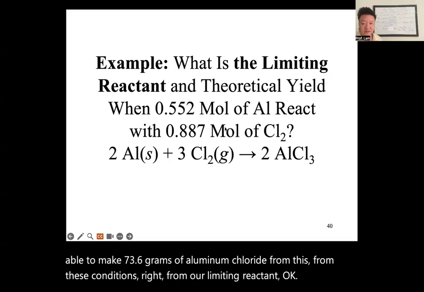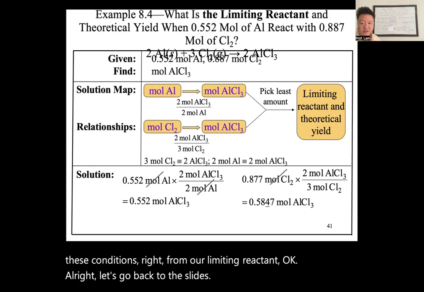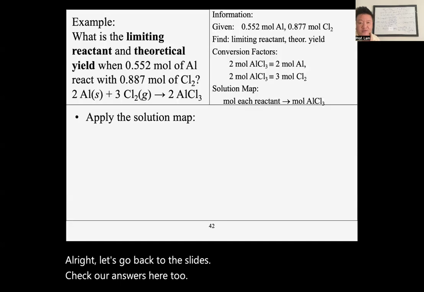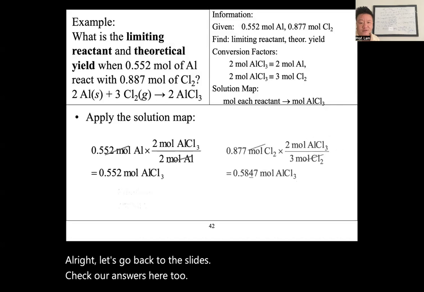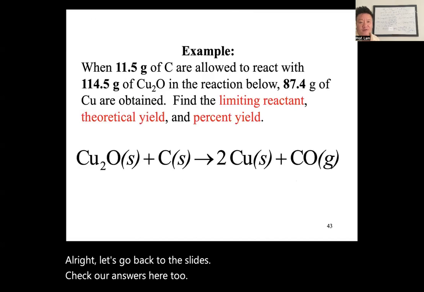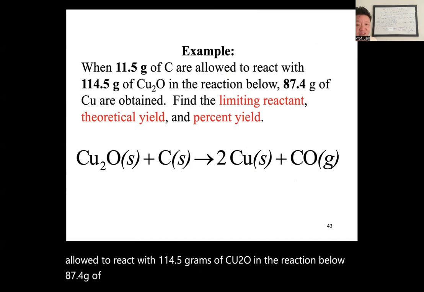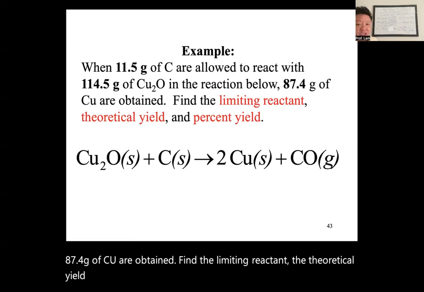All right, let's go back to the slides. Check our answers here too. Good. Okay, let's do this problem. When 11.5 grams of carbon are allowed to react with 114.5 grams of Cu2O in the reaction below, 87.4 grams of Cu are obtained. Find the limiting reactant, the theoretical yield, and the percent yield.